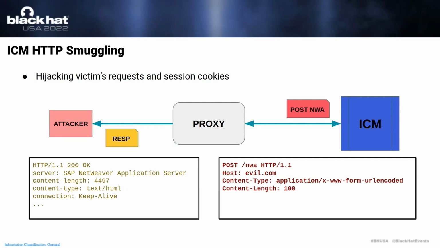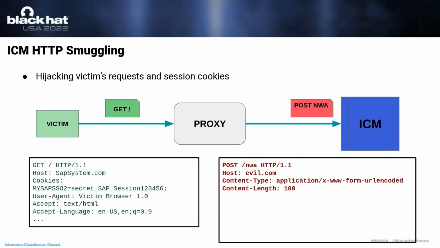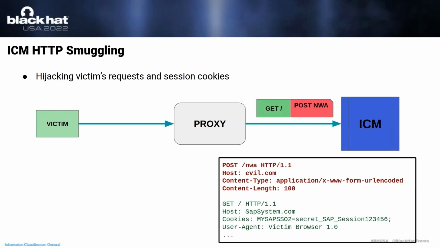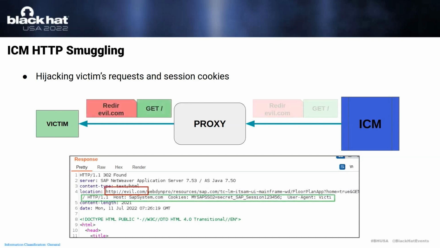Also, you can see this is a POST request to NWA, with the host header being evil.com, which is a host controlled by the attacker. So when a victim issues a request, the proxy will forward this request, and it will concatenate it with the previous smuggled request. And it will use the first 100 bytes of this request as part of the body. So the response that will be generated by the ICM will be a redirect to evil.com, and this redirect will also contain in the query string the first 100 bytes, or as many as we want, of the original request of the victim. And this also includes the cookies.